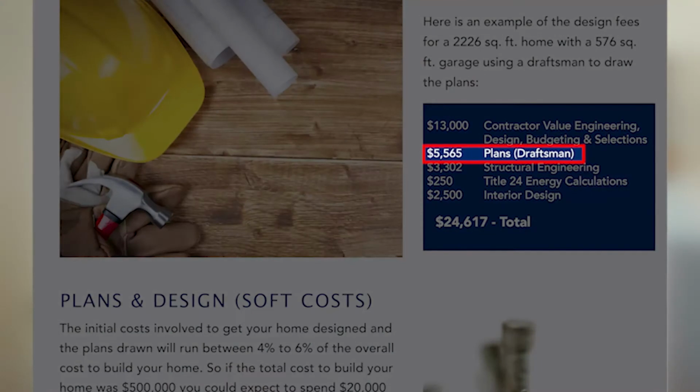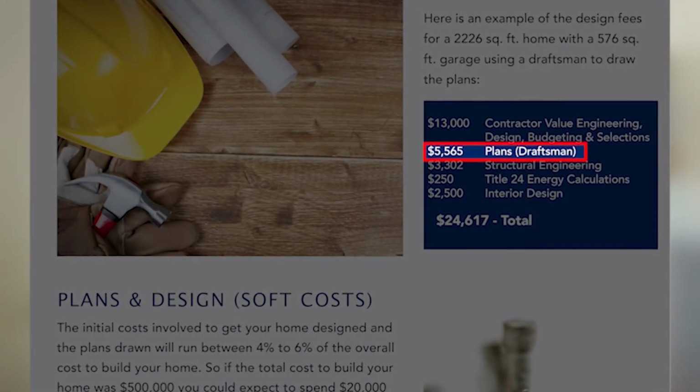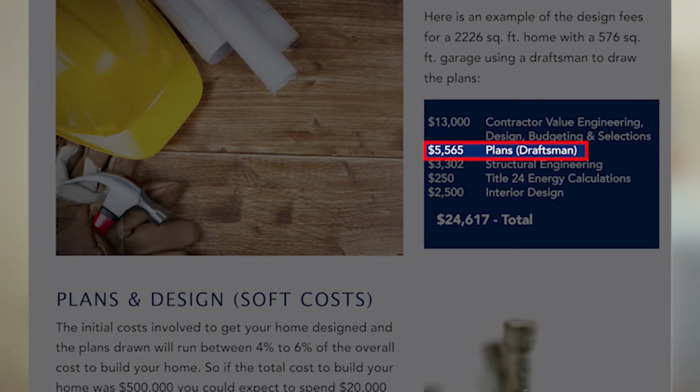Okay, so it's $13,000. Now, the plans for the draftsman is $5,565. That's based off of $2.50 a square foot. Now, there could be an additional fee for floor plan design depending on the actual home. That could range anywhere from, say, $500 to $2,000. It just really depends on how many revisions have to be done to come up with a final floor plan drawing. That is not actually shown in this breakdown.